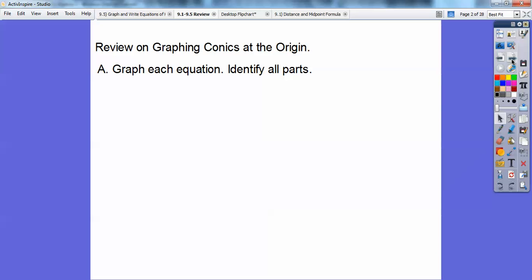Let's go ahead and just start graphing some of these, you guys. Let's graph each equation and identify all the parts. If they have a focus, we'll identify those. If it has a parabola, we'll identify the directrix. And for the hyperbolas, we'll have to identify the asymptotes and all that.